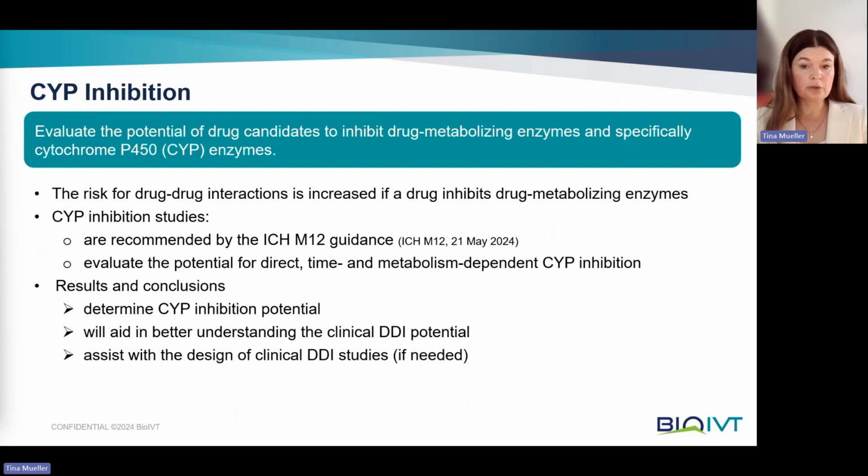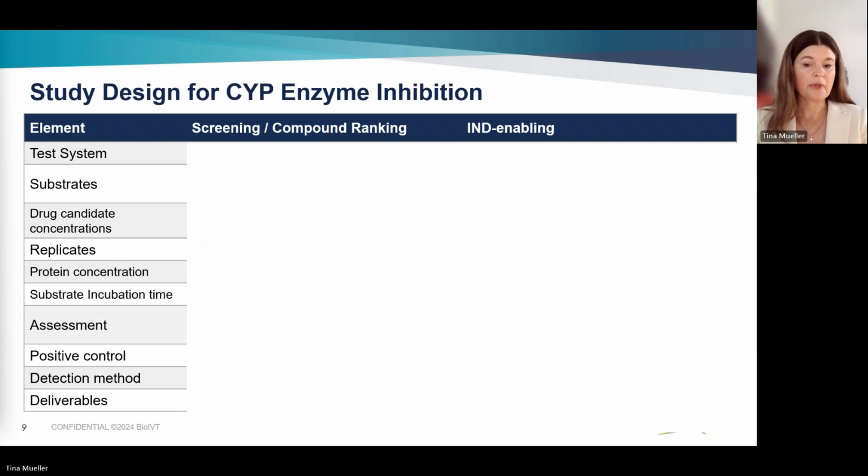Now, the results and conclusions from CYP inhibition studies are crucial. They determine the CYP inhibition potential, which is essential to get a better understanding of the clinical DDI potential. Additionally, this data will also assist with the design of the clinical DDI studies should they be needed. Let's now look at the typical design of CYP inhibition studies as illustrated in this table here, which closely reflects the setup here at BioIVT.